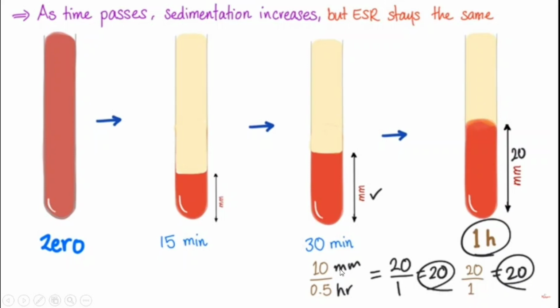So at the 30-minute time period you are getting the rate of 20, and at the 1 hour time period you are still getting the rate of 20. So the rate remains the same, but the sedimentation at 30 minutes is 10 millimeter, which increased to 20 millimeter in 1 hour. So sedimentation is increasing, but the rate remains the same, which is 20 millimeter. So it proves that as time passes, the sedimentation increases, but the rate of sedimentation remains the same.